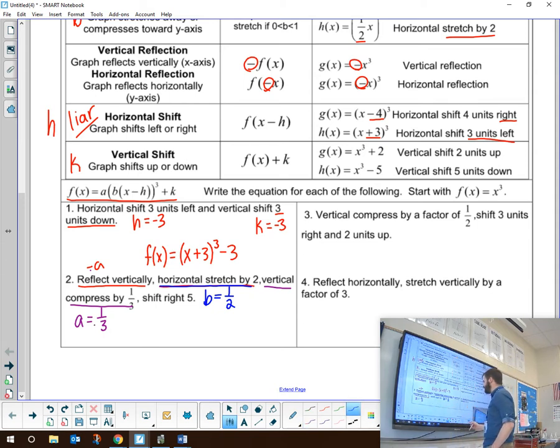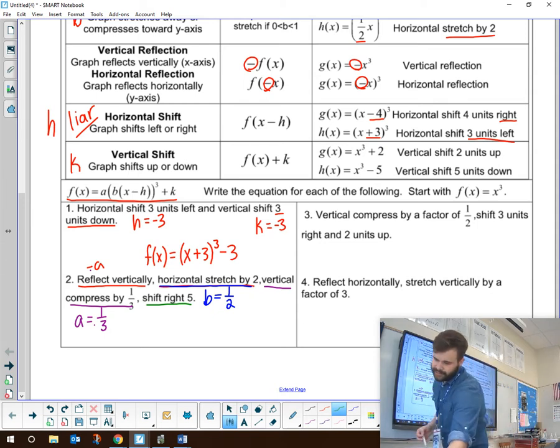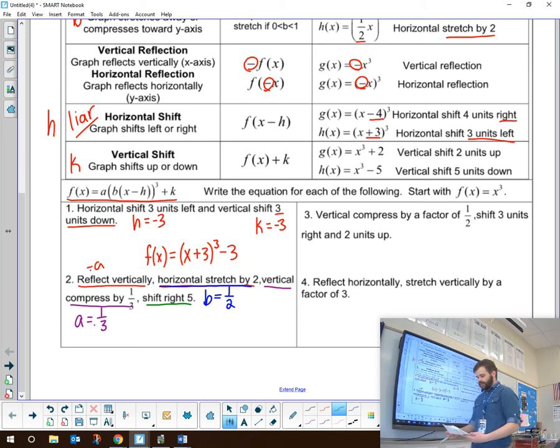And last but not least, we have my shift 5 right. Okay, so we're going to shift to the right 5. All right, so a lot is going down here. Okay, so let's plug all this in, and let's go ahead and write our equation.